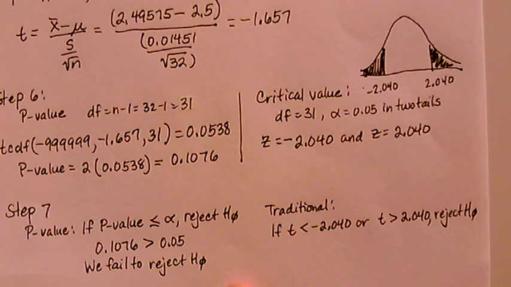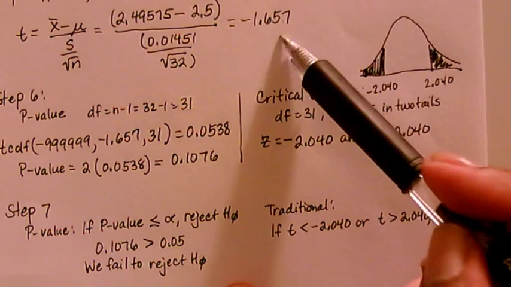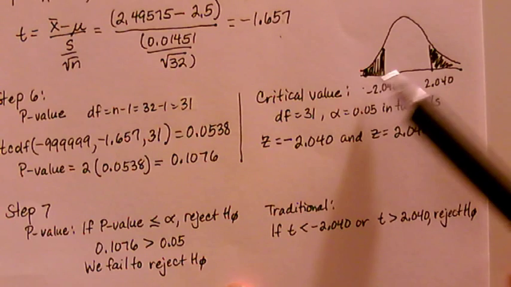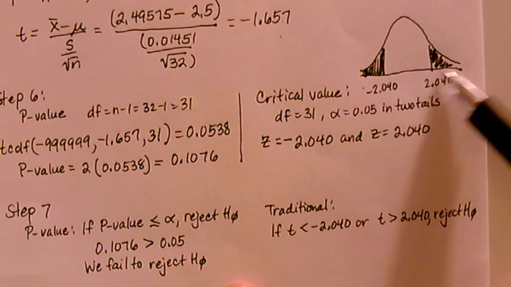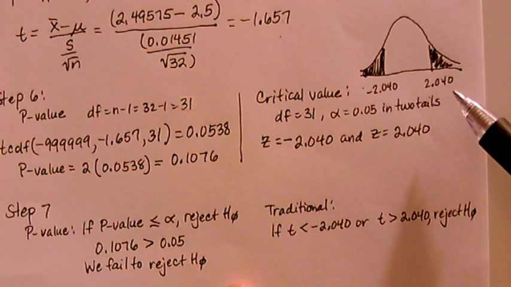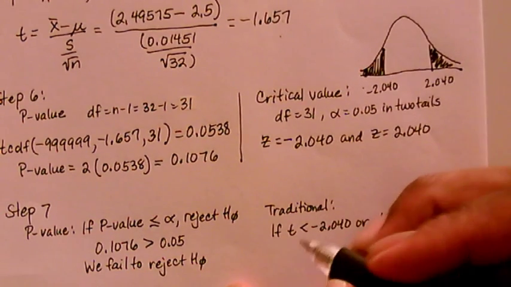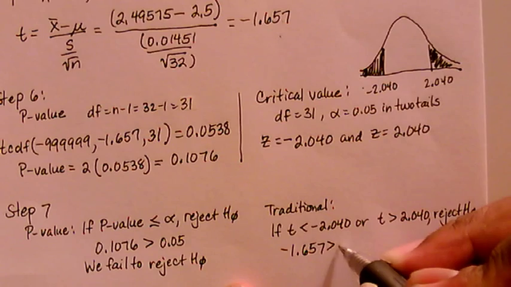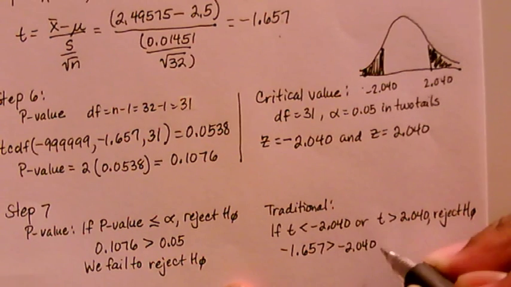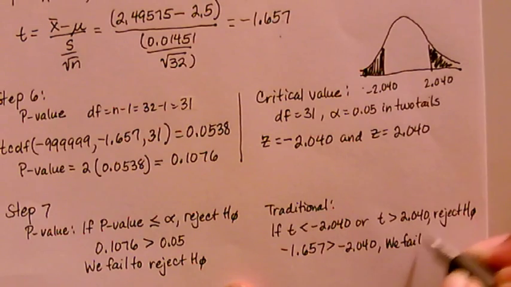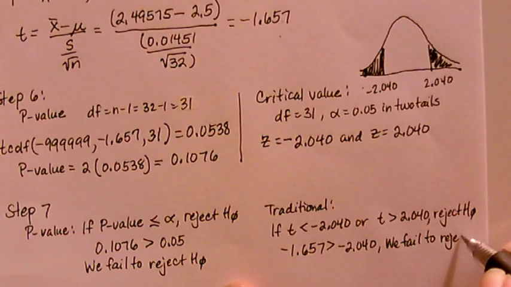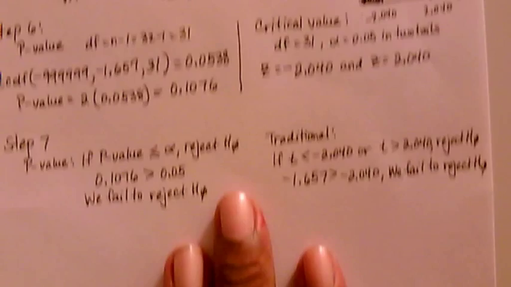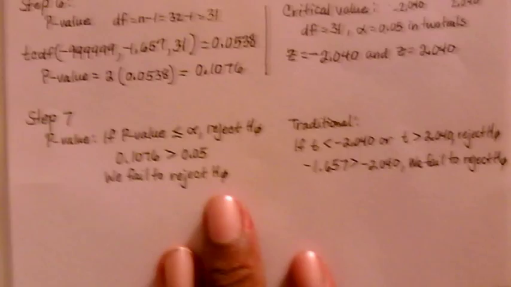But in this case, your test statistic from step number 5 was negative 1.657. That's not to the left of negative 2.040, nor is it to the right of 2.040. So here we say negative 1.657 is greater than negative 2.040. We fail to reject the null. So you can see that you can use either one of these approaches. It's probably easier to use the p-value approach.